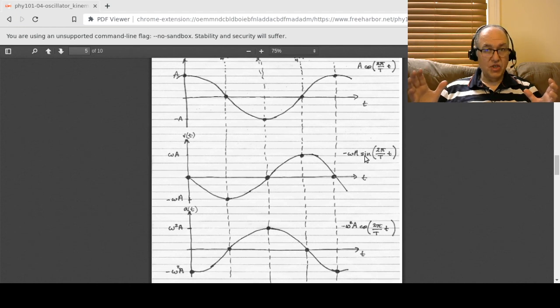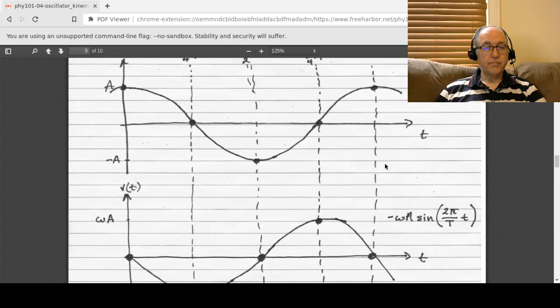Sine and cosine have the same shape. They've just been shifted over. In fact, you can see that if you take this bump here and shift it over, it would just match up with that one. So there's the story of the position as a function of time, the velocity as a function of time, and the relationship between the two. Let me zoom in again.